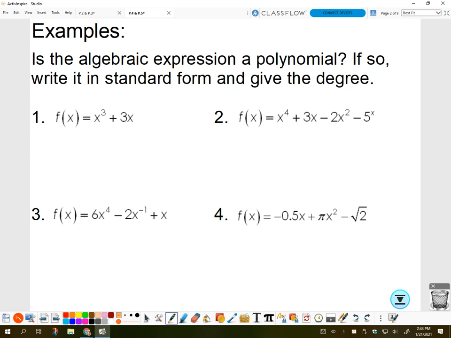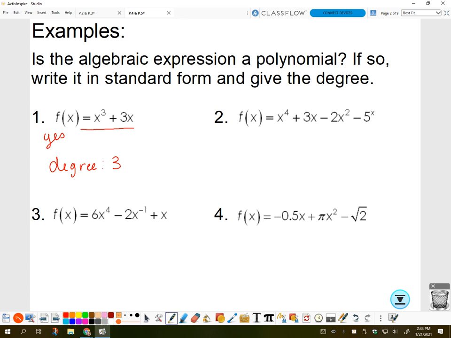All right, so this first function that we have, is it a polynomial? Well, does it have real number coefficients? And the answer to that is yes. There's an understood 1 and a 3. Those are real numbers. Does it have whole number exponents? So you've got a 3 and an understood 1. So yes, it's a polynomial. It's already in standard form because it goes from an exponent of 3 to an exponent of 1. And its degree is 3 because that's the biggest exponent.